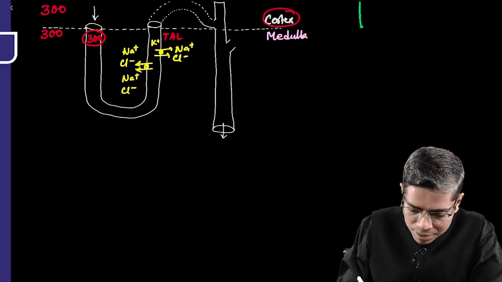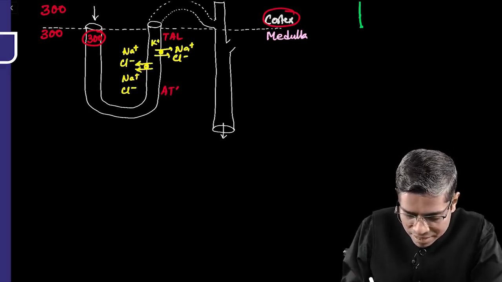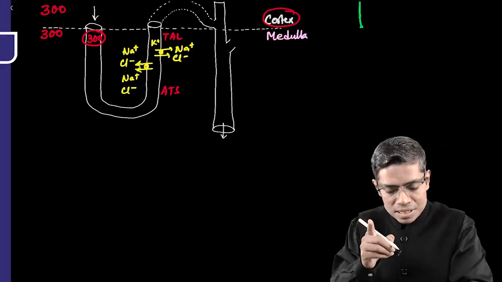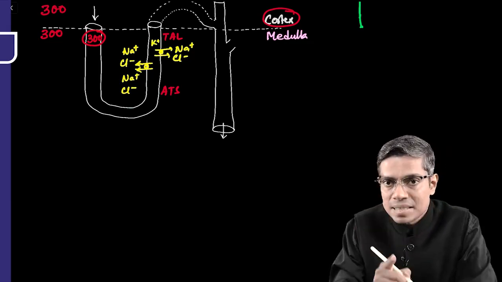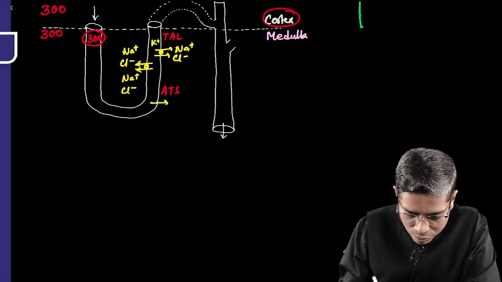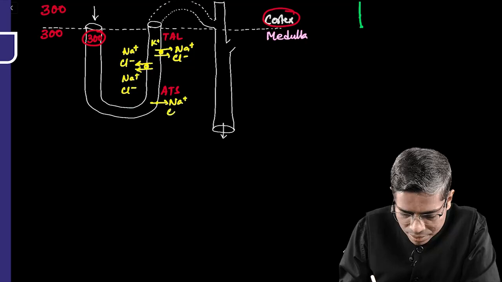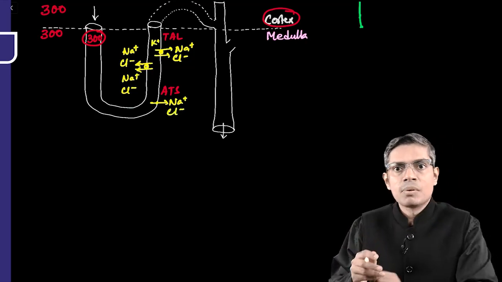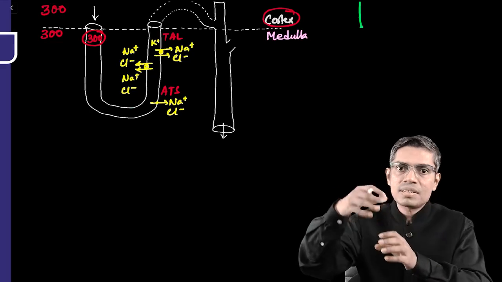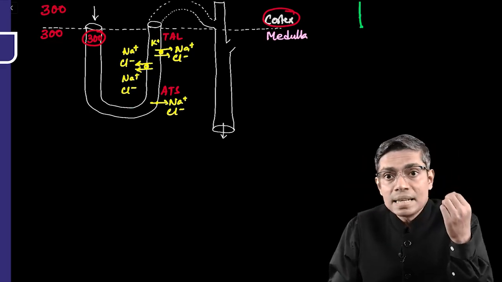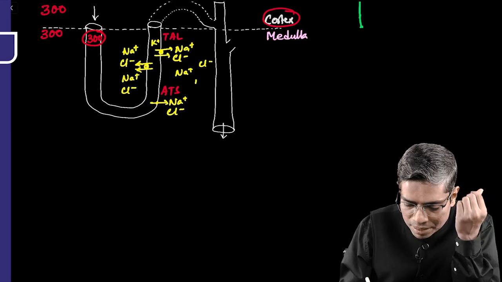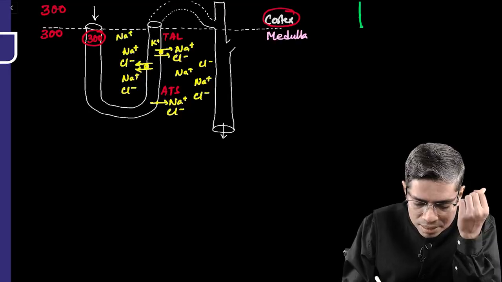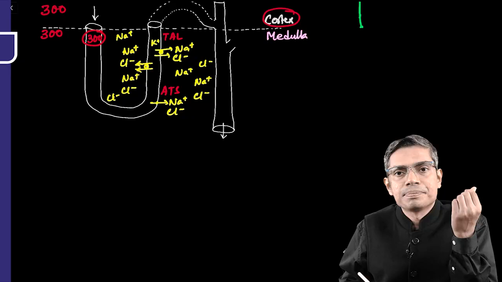Similarly, if you think of the ATS, the ascending thin segment of the loop of Henle, I told you this is the segment which reabsorbs sodium and chloride by the paracellular pathway, a passive pathway. But anyway, it is reabsorbing sodium as well as chloride. So whenever this isotonic solution flows for the first time through the TAL and ATS, it is reabsorbing sodium and chloride, and that is placed at the level of the medulla of the kidney. So sodium and chloride is there at the level of the medullary interstitium.